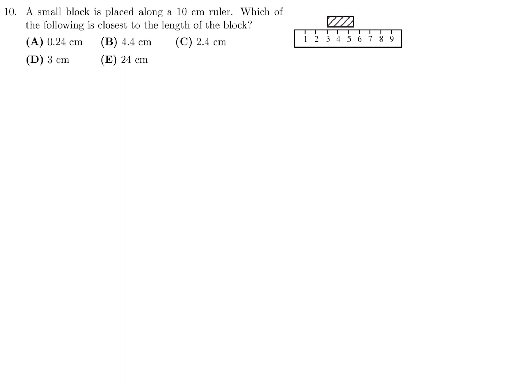A small block is placed along a 10 centimeter ruler. Which of the following is closest to the length of the block? So they just want you to look at this ruler and match it up. And it looks like if you were to look at this ruler from here to here, it's obviously just slightly more than 2 centimeters. And of all the answer choices, the only one that comes close to that is C for number 10.